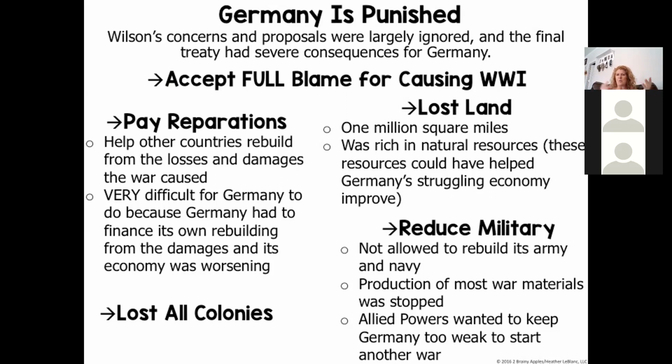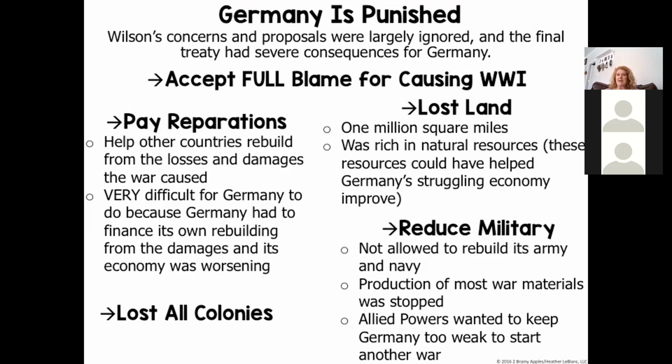Well, all this kind of goes on the wayside because it is so intense right now, the feelings of what Germany has done to the countries in Western Europe. And so they say Germany must accept full blame for causing World War I. So that's easy enough. Just sign a paper. Hey, it was all our fault. But that's not where it ended.